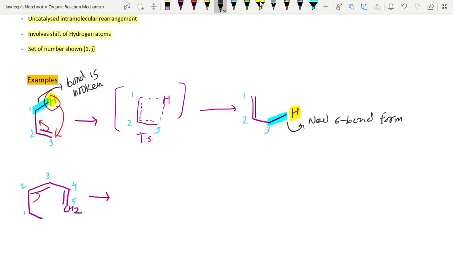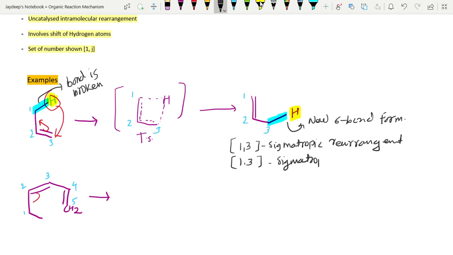Now in this case the position of hydrogen is shifted from position 1 to position 3. So the reaction is considered a 1,3 sigmatropic rearrangement, or one can say it is a 1,3 sigmatropic shift. So this is the first example.